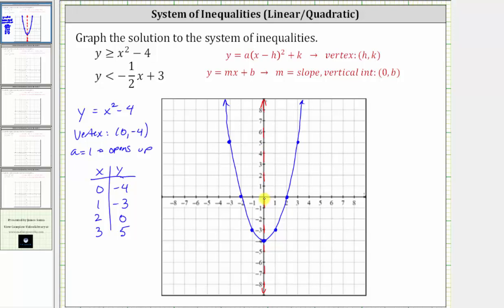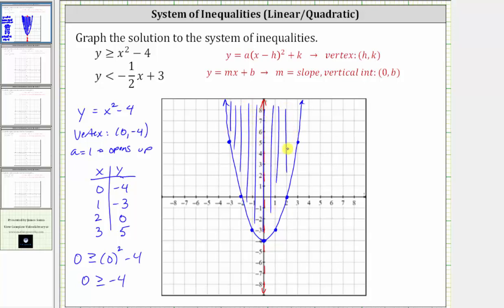Let's use the test point (0, 0), the origin, which is here, inside the parabola, which means we substitute 0 for x and 0 for y into the original inequality, which gives us 0 is greater than or equal to 0 squared minus 4, which is 0 is greater than or equal to negative 4, which is true. Because this is true and the point is inside the parabola, we shade inside the parabola. So the solution to the first inequality is the region inside the parabola, as well as the points on the parabola, since we do have a solid graph.